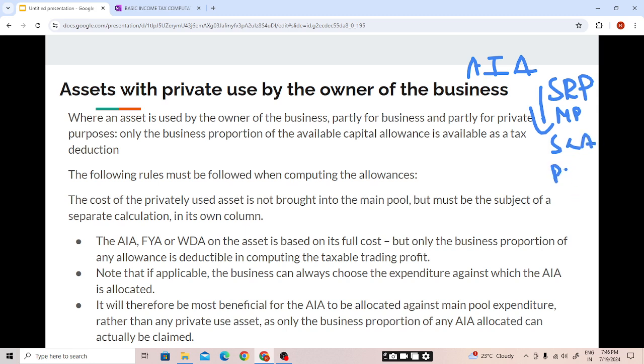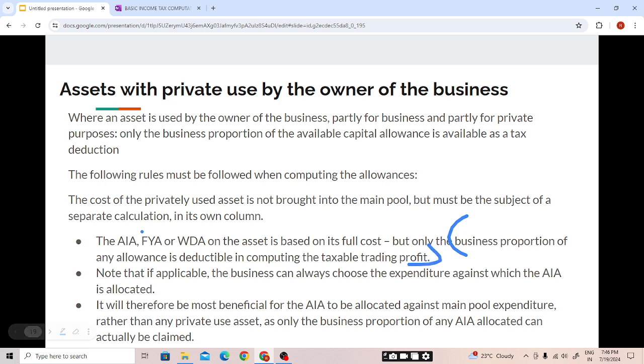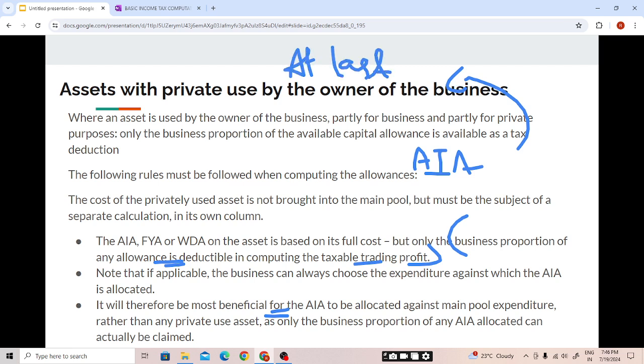Why, students? Because for the private asset pool, the business portion only we can allocate, the rest will not be applicable, so our AIA will get wasted. So first we'll allocate to the other pool assets. I hope this is clear. Only business portion allowance is deductible in computing the taxable trading profit, and the most important point is that we will allocate AIA to this pool at last because AIA will be wasted. Only AIA relating to business use is deductible from the tax adjusted trading profit.